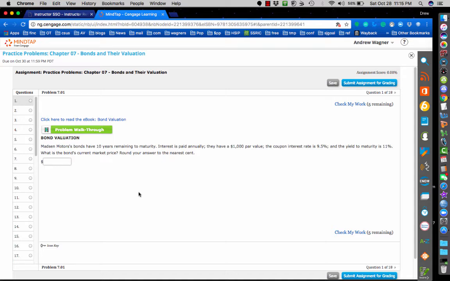Here, 10 years remaining and interest paid annually. So the coupons, there's going to be 10 coupon payments, and the maturity payment is also 10 years out. So N on my calculator is 10. I type 10 and then press the N button. Then it says the yield to maturity. I'm going across the row, and I is next. So yield to maturity is what I would put in for the interest rate, and that is 11. Again, that's annual already. Put in 11 for interest rate.